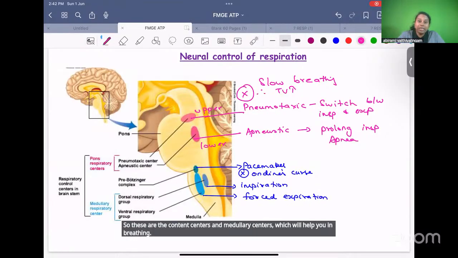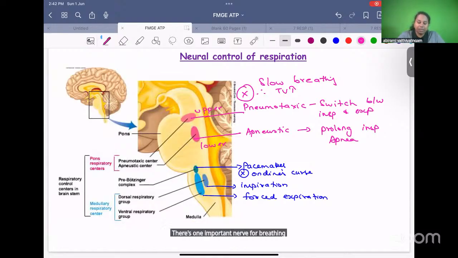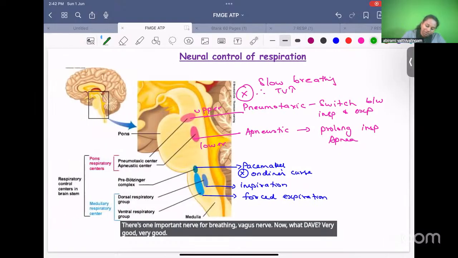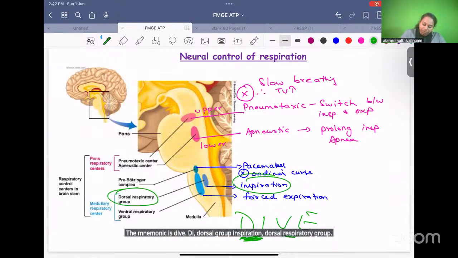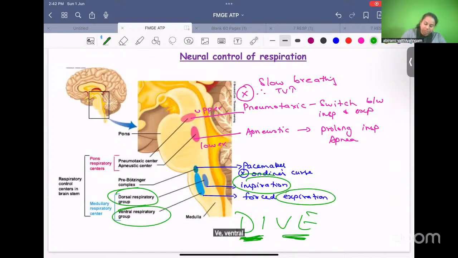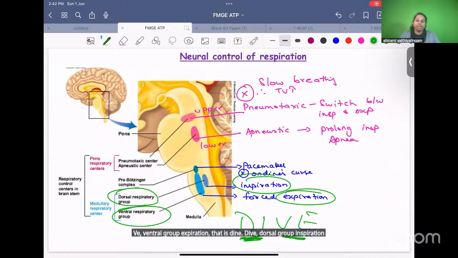There's one important nerve for breathing, the vagus nerve. Now, what is the mnemonic? DIVE. Very good. D I: dorsal respiratory group, inspiration. V E: ventral group, expiration. That is DIVE. Dorsal group inspiration, ventral group expiration.